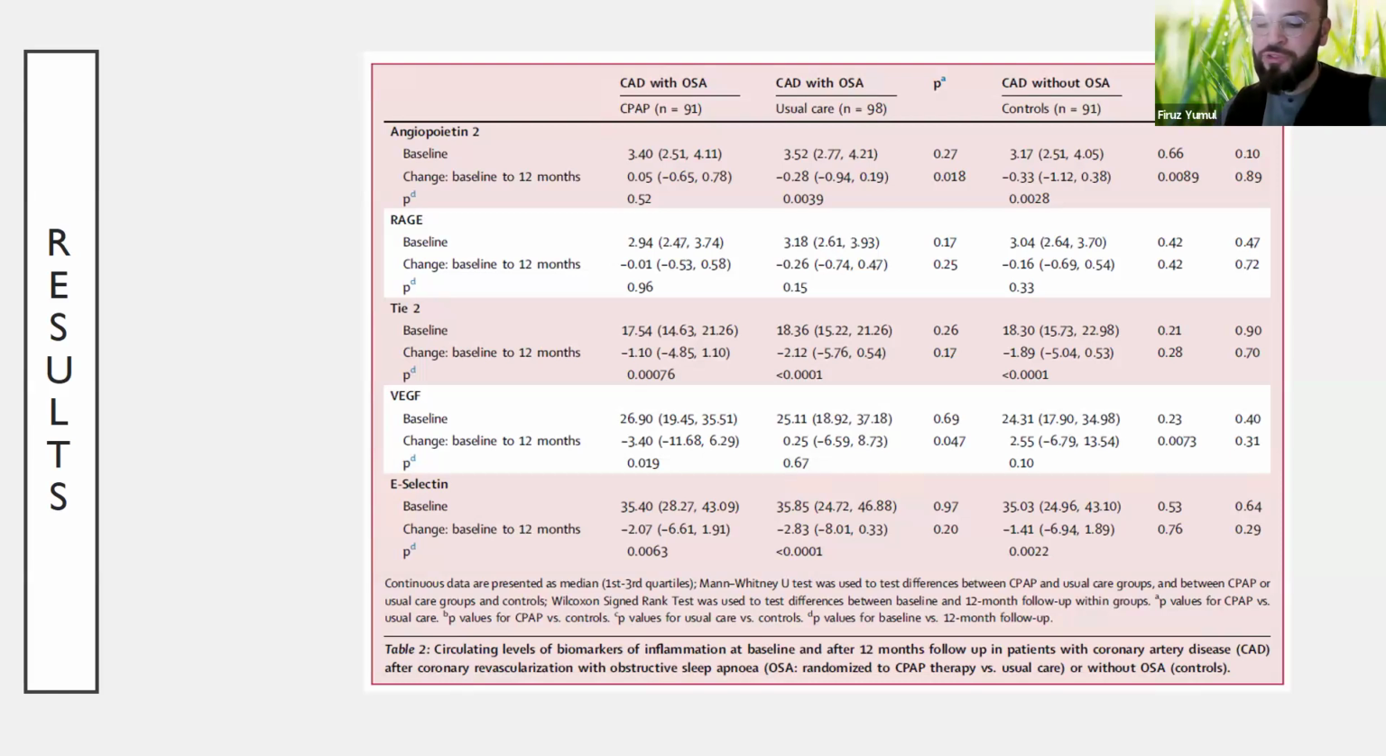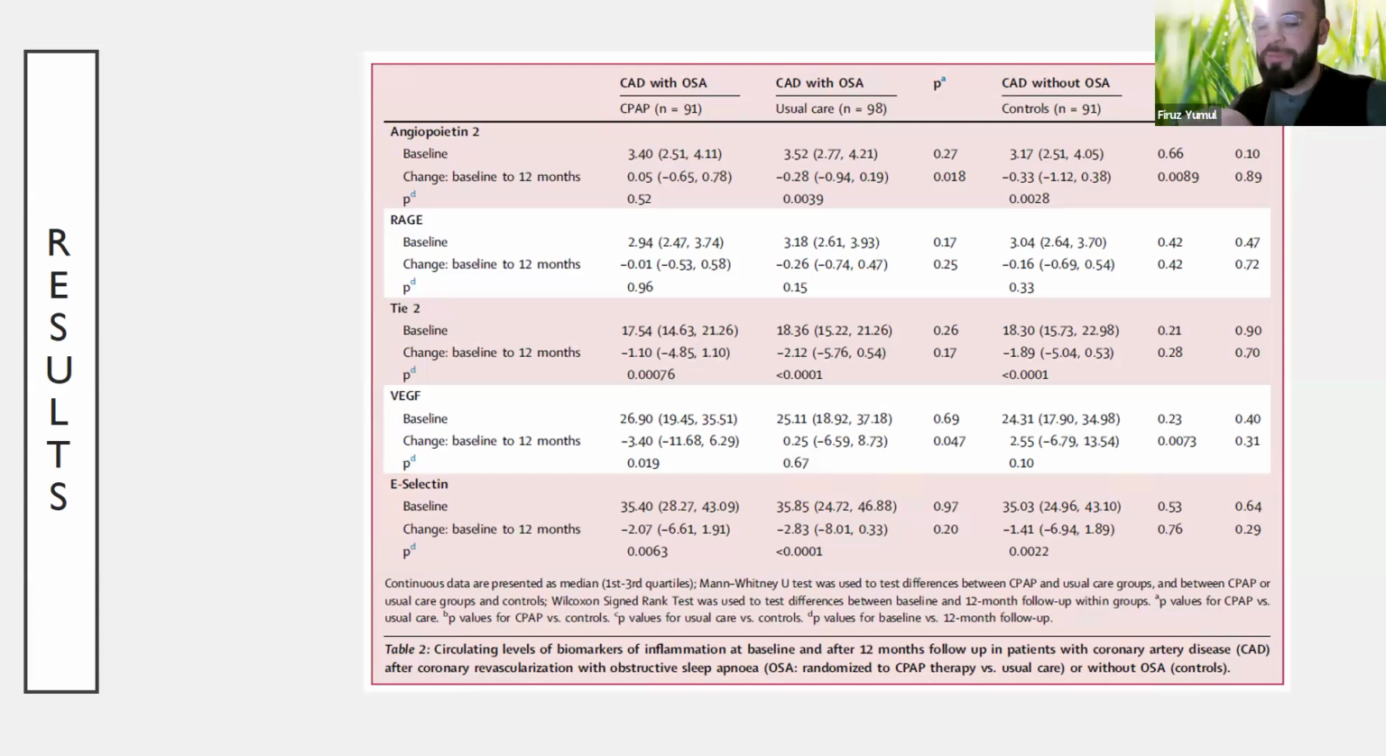VEGF-A levels decreased in the CPAP group, but remained elevated in the usual care group. And VEGF-A was the marker that was associated with angiogenesis. S-RAGE, T2, and E-selectin declined more in the usual care group, but differences between groups were not significant.